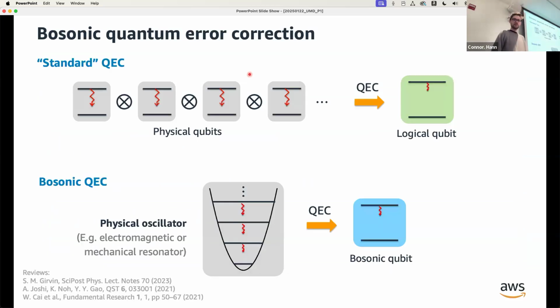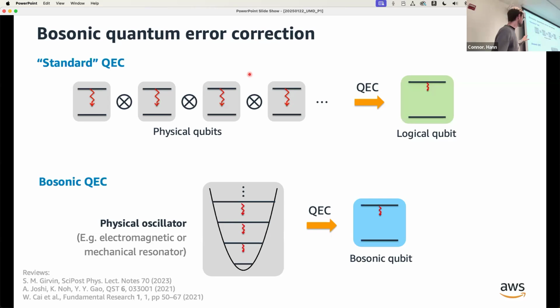So the basic idea of bosonic error correction is shown here. In contrast to this kind of standard qubit-based error correction that I was just talking about, where we're redundantly encoding a logical qubit across many distinct physical qubits, in the case of bosonic quantum error correction, what we're actually going to do is encode a qubit within some quantum harmonic oscillator or a bosonic mode. Something like, for instance, an electromagnetic or a mechanical resonator.